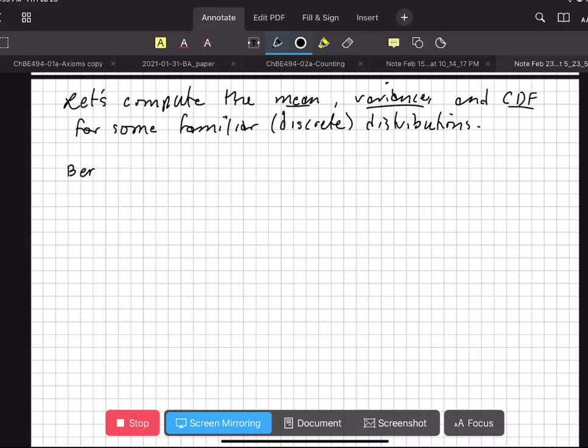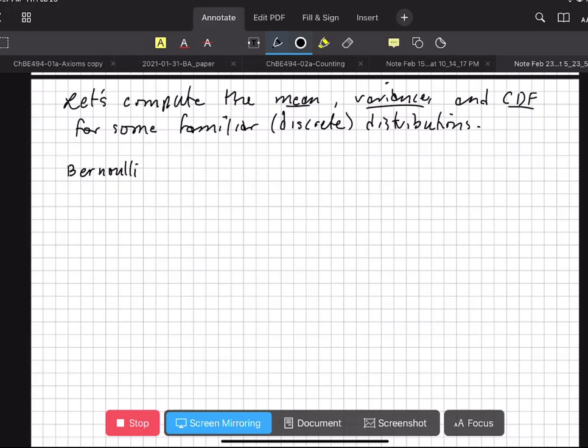Okay, in this lecture, we are going to compute the mean, variance, and cumulative distribution function for some of our familiar distributions. These are all going to be discrete distributions in this case, and in fact, so far, all we know are the Bernoulli distribution and the binomial distribution, but we'll probably also get to the geometric distribution by the time this is all over.